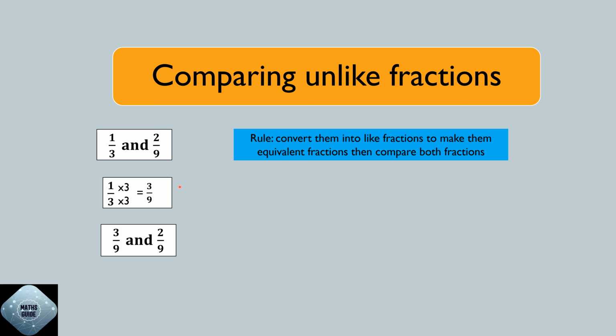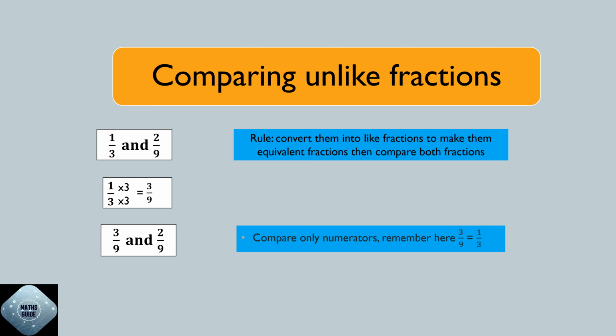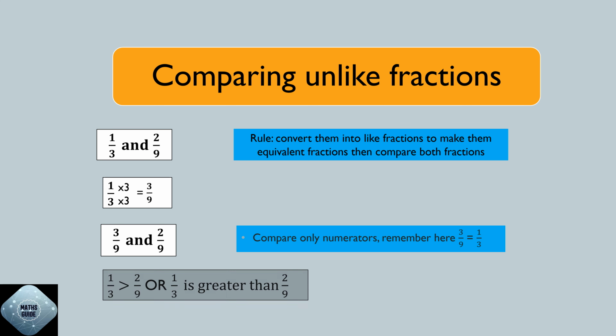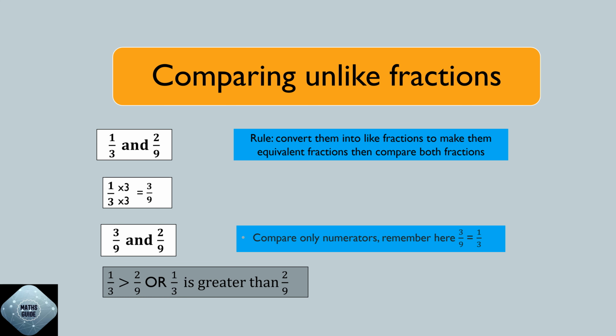Now start comparing these two fractions. We will simply compare their numerators. As 3 is greater than 2, it means 3/9 is greater than 2/9. As this 3/9 is an equivalent fraction of 1/3, so we can say 1/3 is greater than 2/9. This is how we can easily compare unlike fractions.